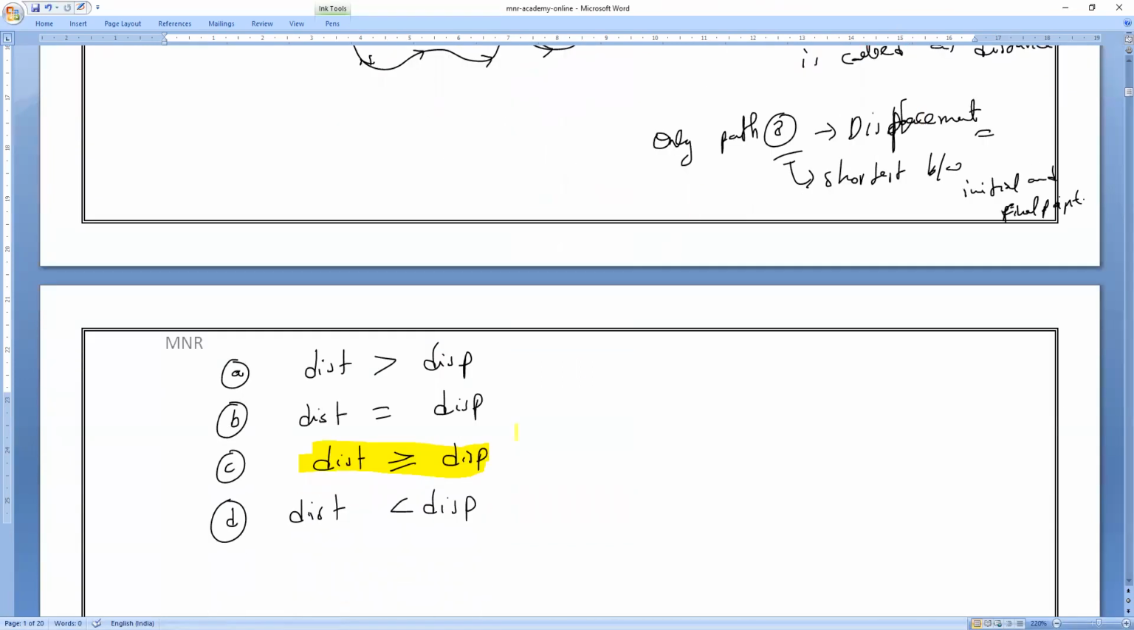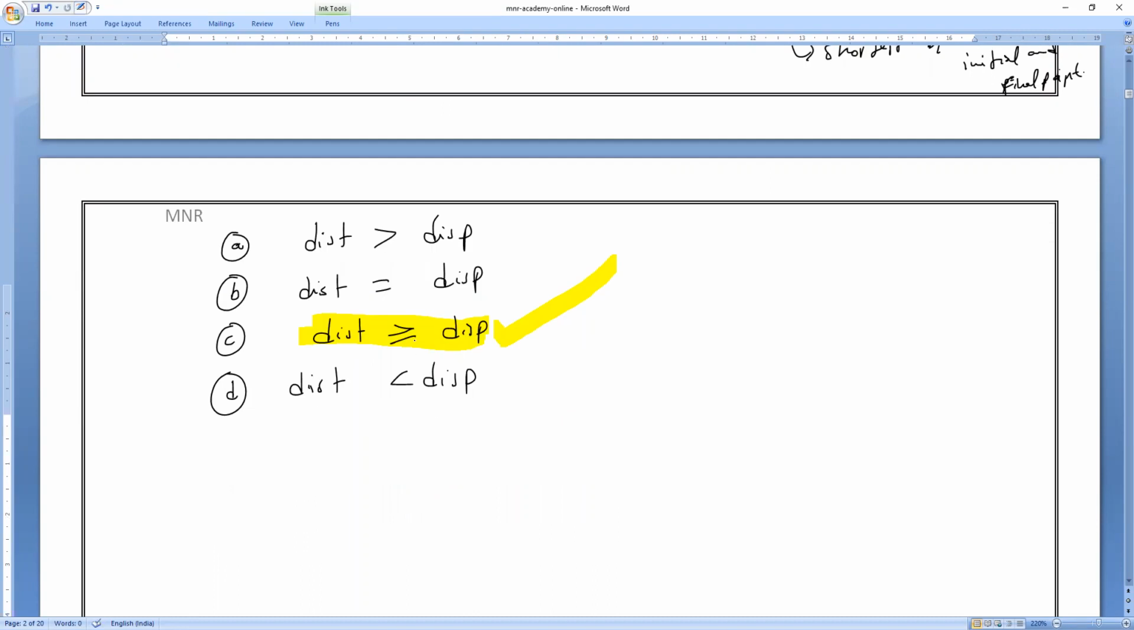So I can say distance is always greater than displacement, or in a particular case, distance may be equal to displacement. That is what you have to remember. So what is the correct option? Option C. Distance is always greater than or equal to displacement. Displacement will never be greater than distance. Do you all understand, everybody? Yes, sir. So that is what you have to remember.